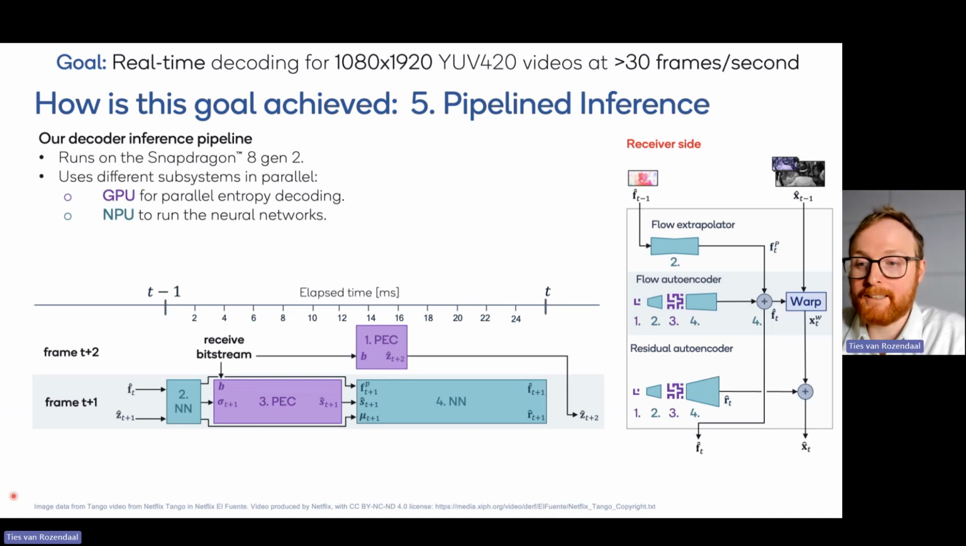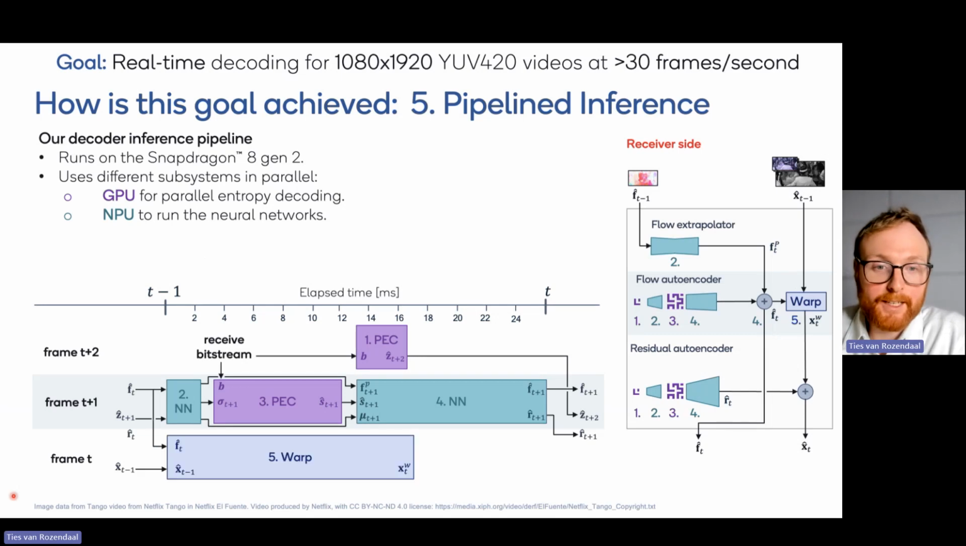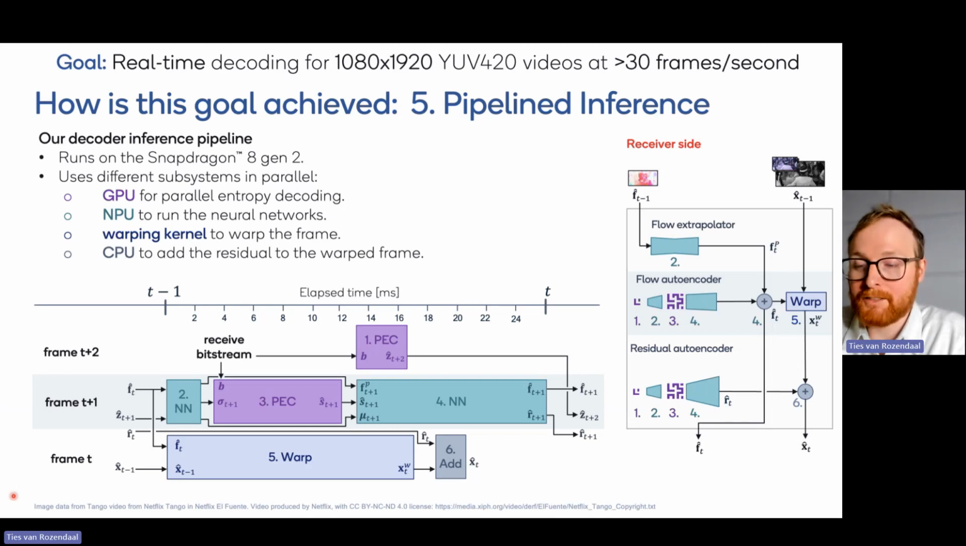Now we can push the latents through the neural networks, and this gives us the final reconstructed flow and the reconstructed pixel residual. Then, again for the next time step, we can use this flow and the previous frame to warp it in the warping kernel. Then we add the residual to the warped frame on the CPU, and this gives us our final reconstructed frame, which we can then send to the display.